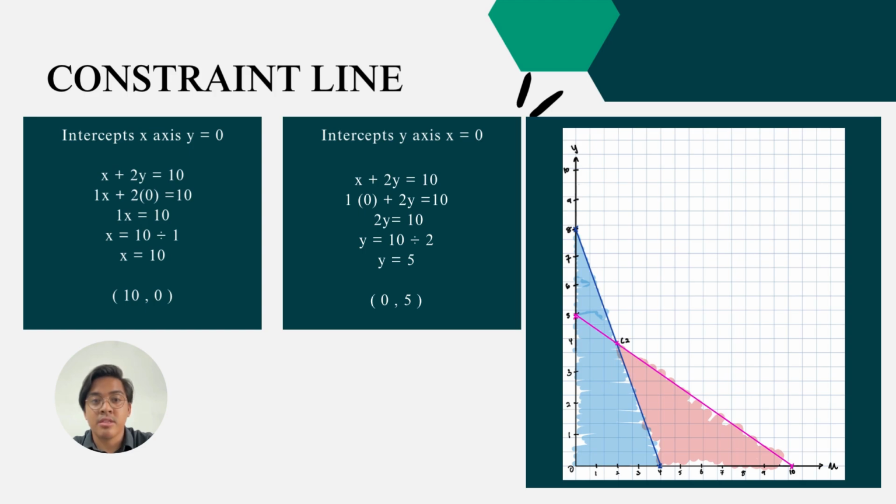So the x-intercept is at the point (10, 0). Next, for the y-intercept, we set x equal to 0. Plugging that in, we have 0 plus 2y equals 10. Dividing both sides by 2, we get y equals 5. This gives us the y-intercept at the point (0, 5).